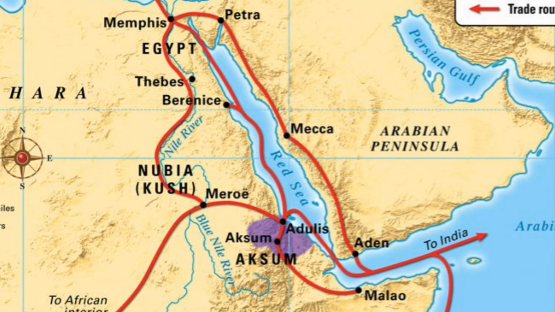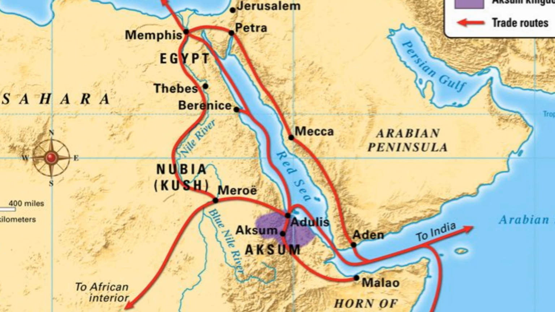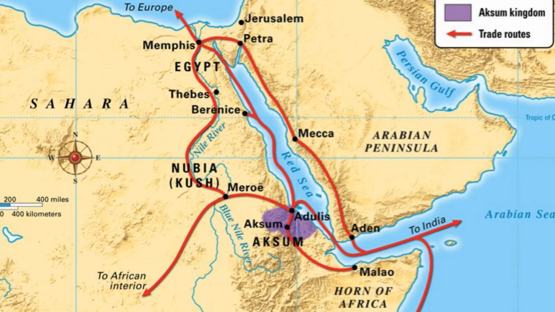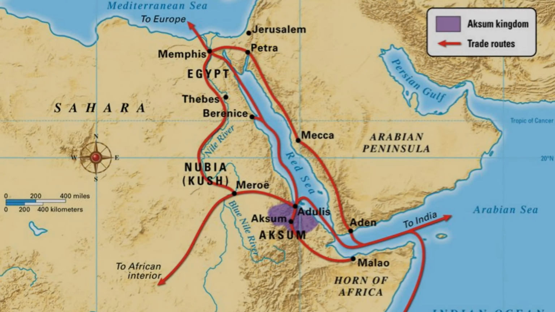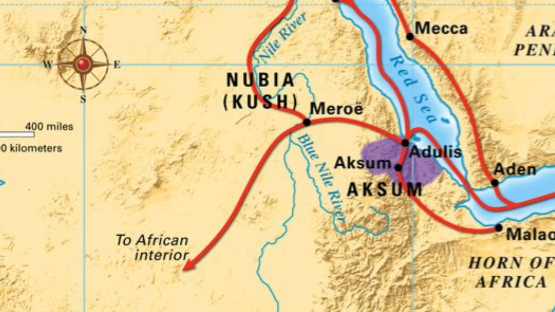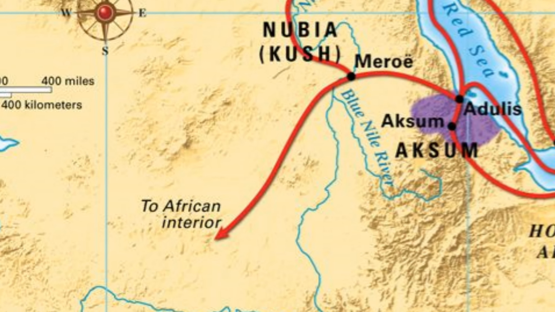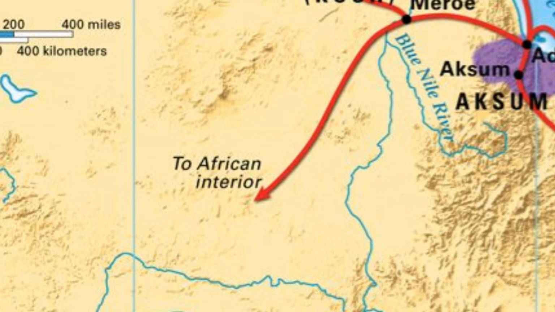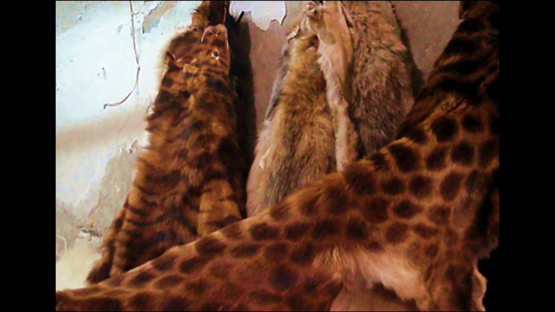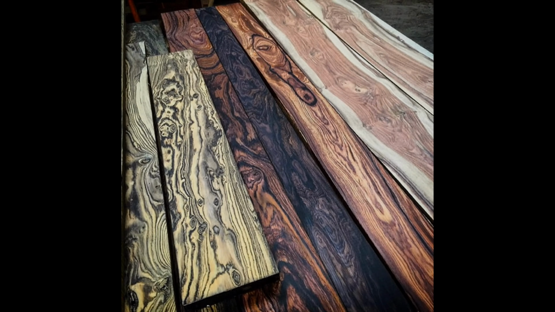Our next map shows us the trade routes of Aksum, which is a kingdom we'll be discussing when we discuss the fall of Kush later in this lesson. This map shows us the trade routes to the African interior, which would have brought goods into Kush as well. Items might include exotic animals or animal furs and exotic woods, only found further inland.